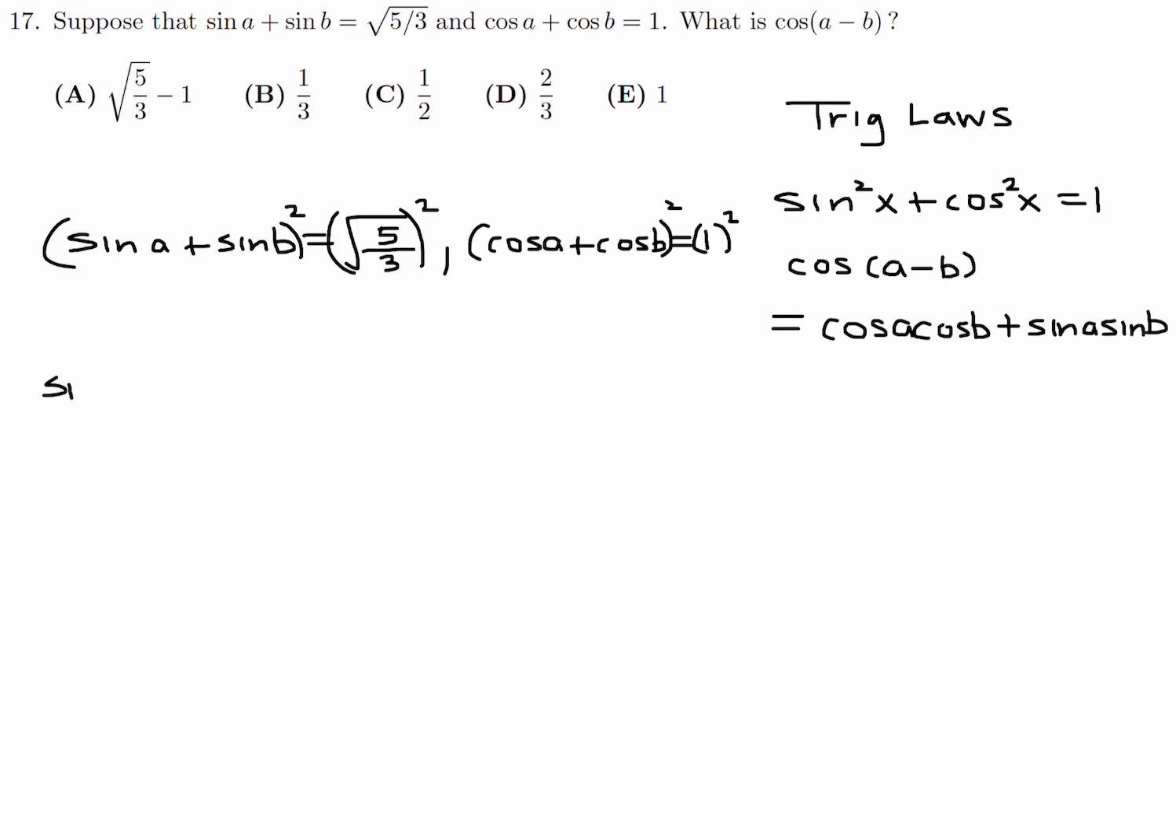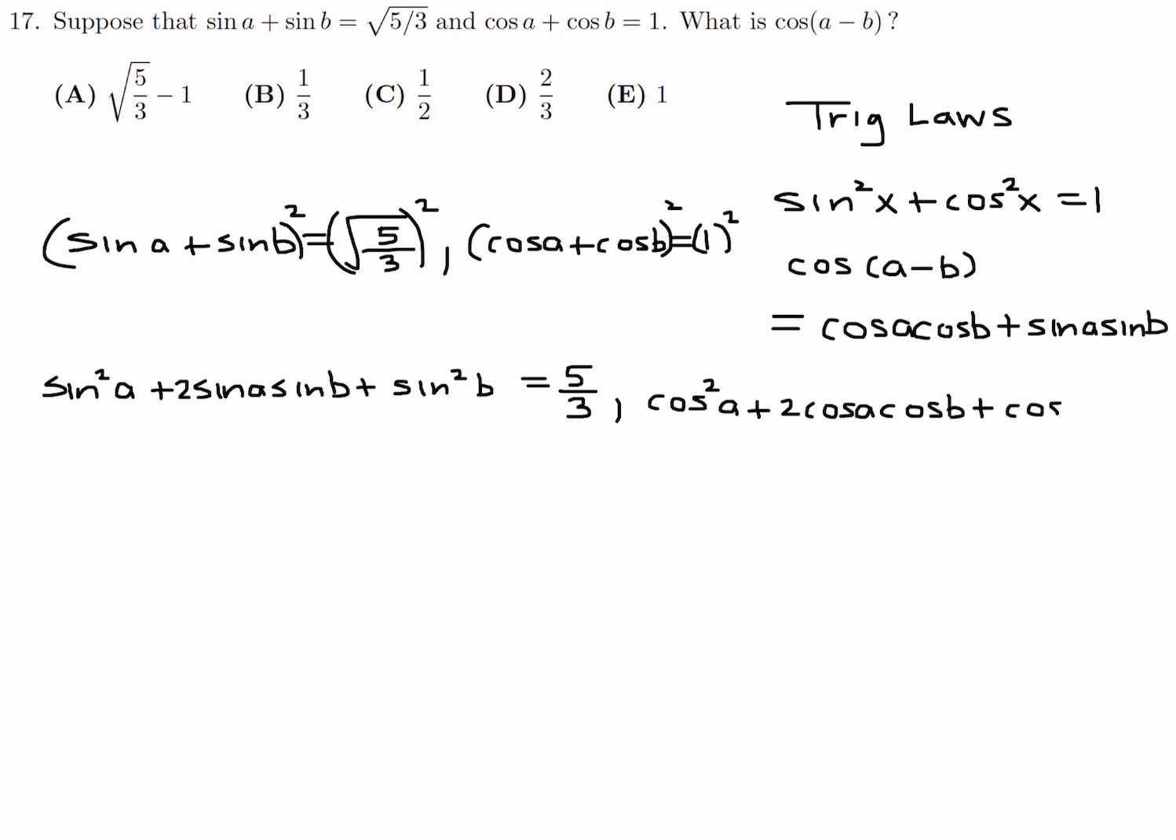So if you do that, you get the sine of A squared plus 2 sine A sine B plus the sine of B squared. And that is equal to 5 over 3. And this one, if I do the same thing, it would be cos of A squared plus 2 cos A cos B plus the cos of B all squared, and then that is equal to 1. Now I will add them. Add both of these left side and add the right side.